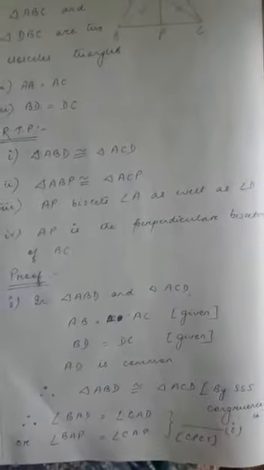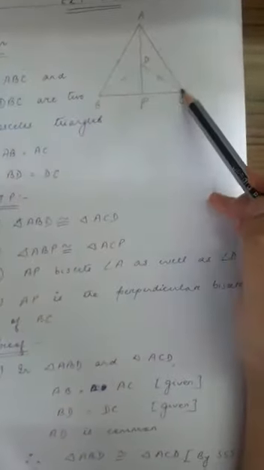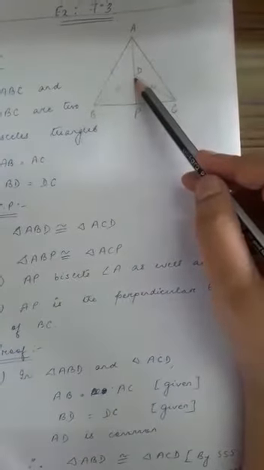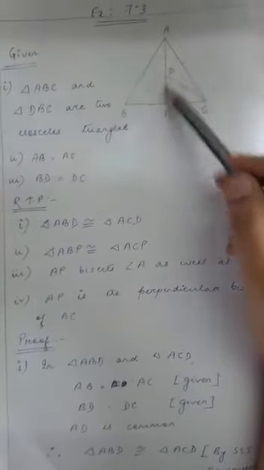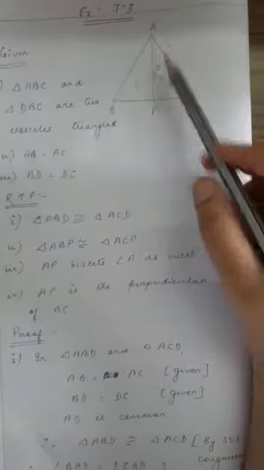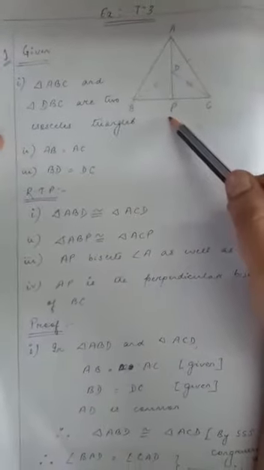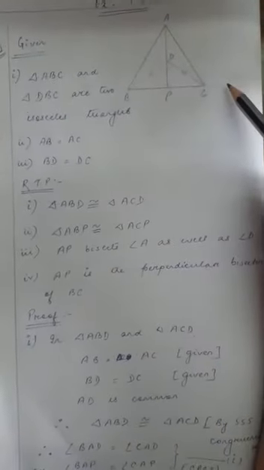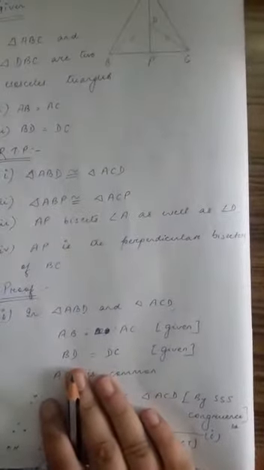Now, if these two triangles are congruent to each other, then we can say that angle BAD is equal to angle CAD by CPCT, or angle BAP is equal to angle CAP by CPCT, that is corresponding parts of the congruent triangles. I will keep this one as equation number 1. Now, this is done.